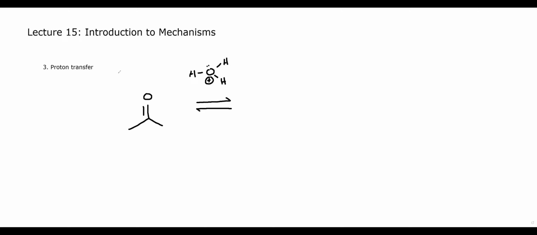So the third mechanistic arrow we should be familiar with is proton transfer. And this is very similar to the acid-base arrows that we draw, okay? Sometimes we will see the reagents drawn directly over the arrows like this. In this case, we have hydronium, H3O+. This typically means you have some sort of acid dissolved in water. So this is essentially acidic water.